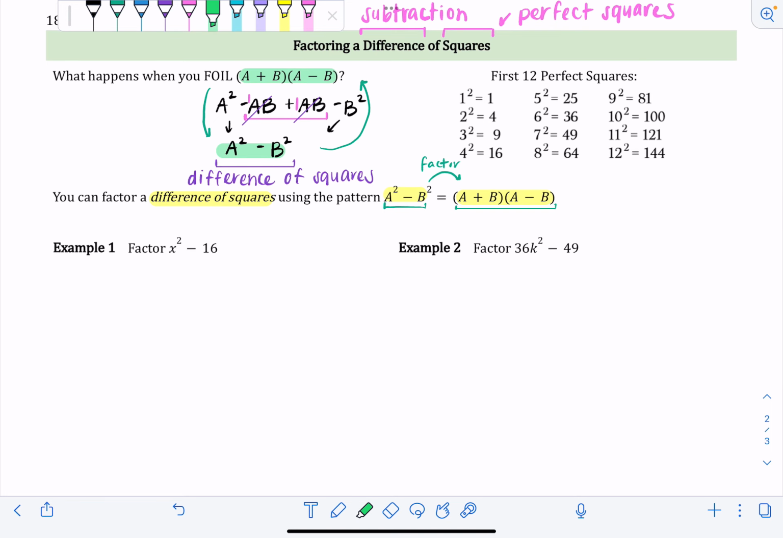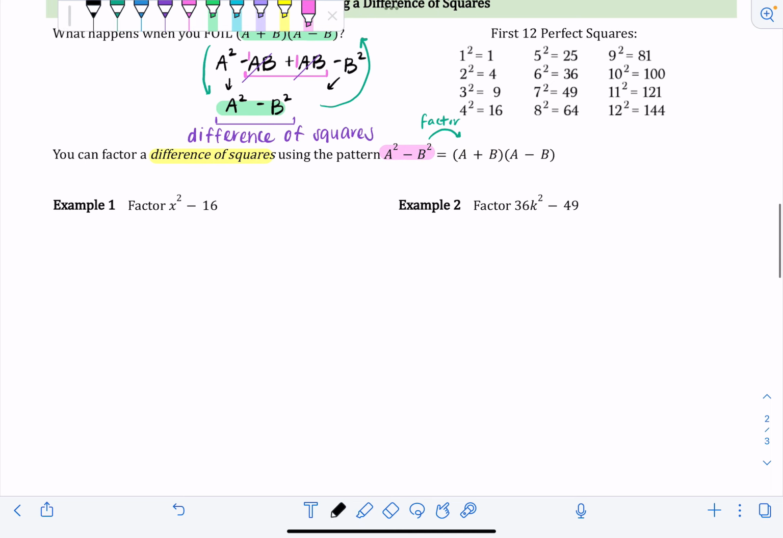So the first thing we want to do is make our problem look as much like this as possible. The x squared already kind of looks like the a squared, so I'm just going to copy that part down, and the minus. And then the 16 doesn't quite look like this b squared part, but I know that 16 is 4 squared. So I'm going to change that 16 into a 4 squared.